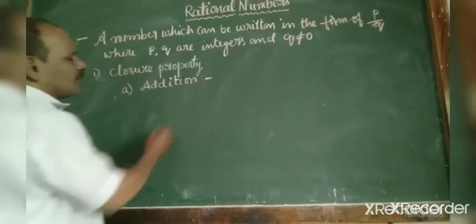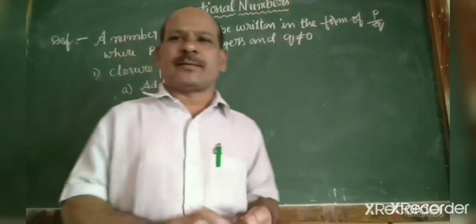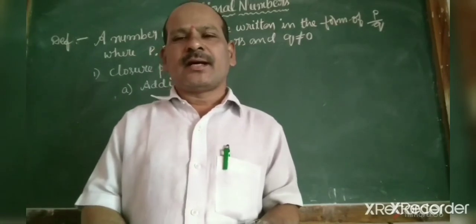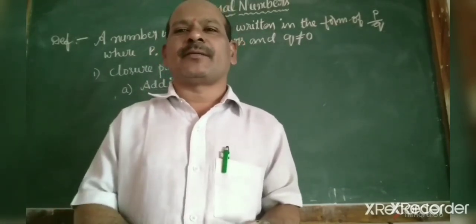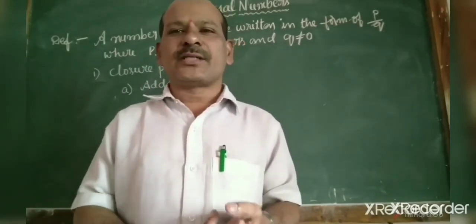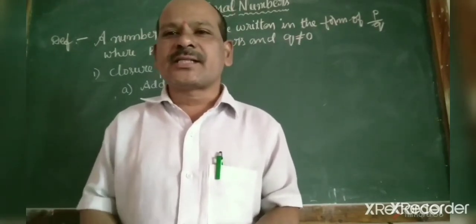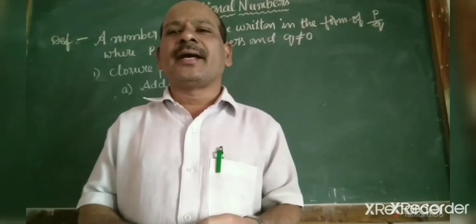Addition. If I take any two rational numbers, if I do addition for the two rational numbers, the result is also a rational number. If I add any two rational numbers, the result is also a rational number, then we can say that rational numbers are closed under addition.